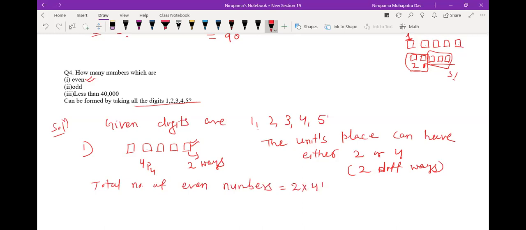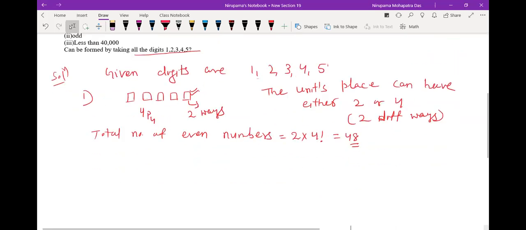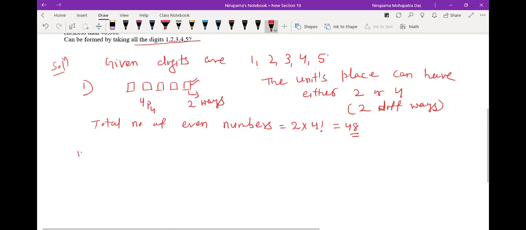4P4 is factorial 4. It means 2 into 24, that is 48. So 48 even numbers can be possible. How many odd numbers? Again, in similar fashion you can do. So we are using all the digits from 1, 2, 3, 4, 5. So we are forming 5-digit numbers, and which are odd numbers.